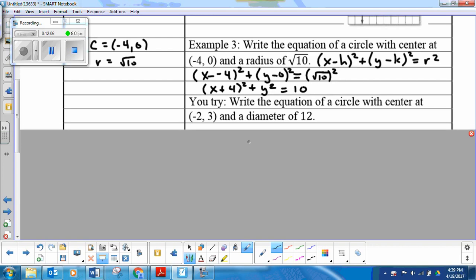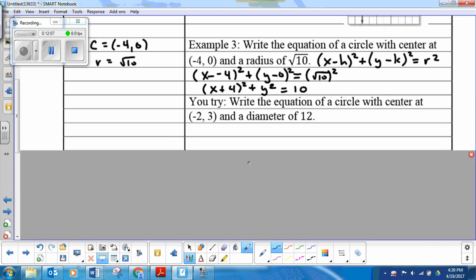So you try to do that. Remember, we've got a diameter given here. You can determine the radius based on what the diameter is. Hopefully we all know how to do that by now. Go ahead and pause the video and check your work.